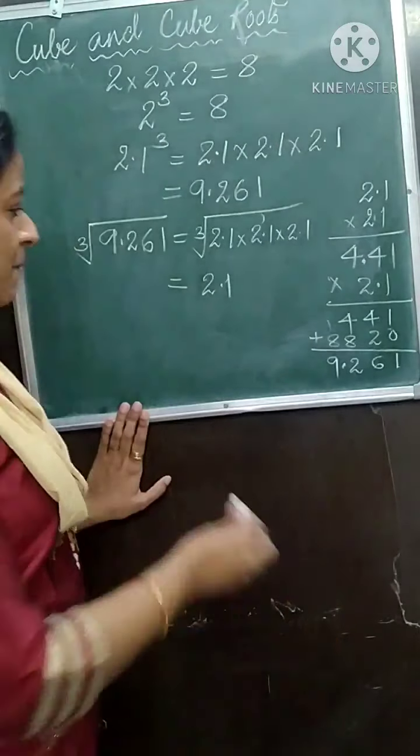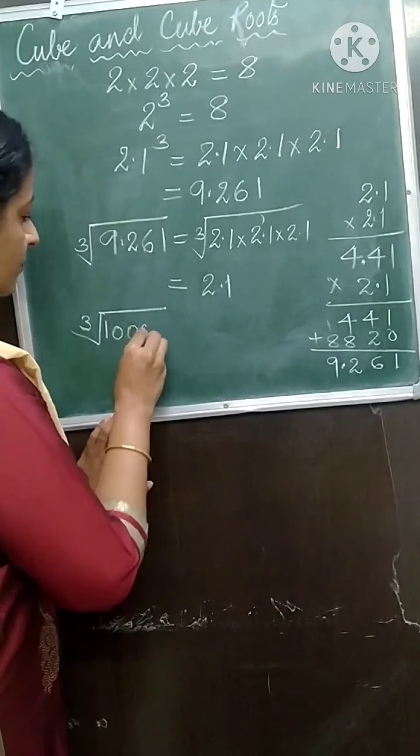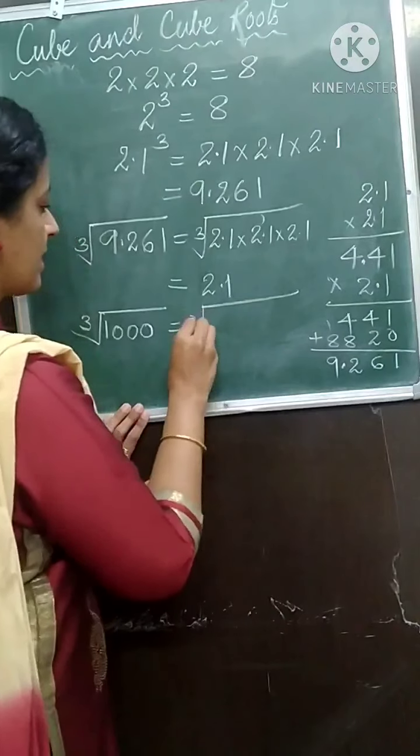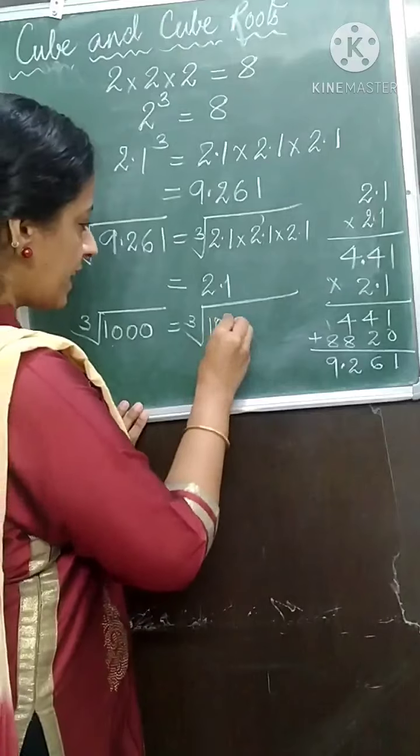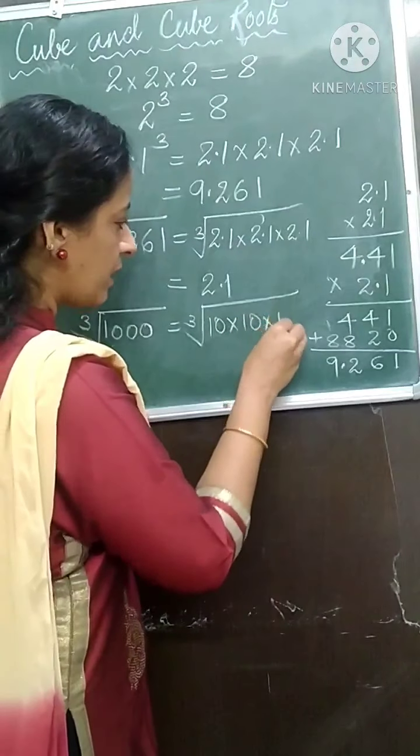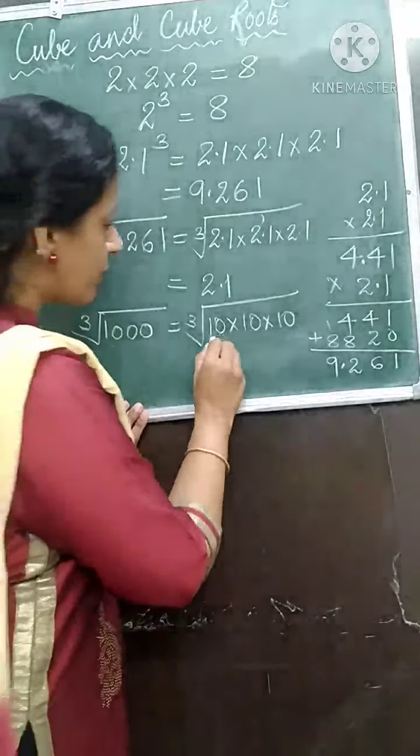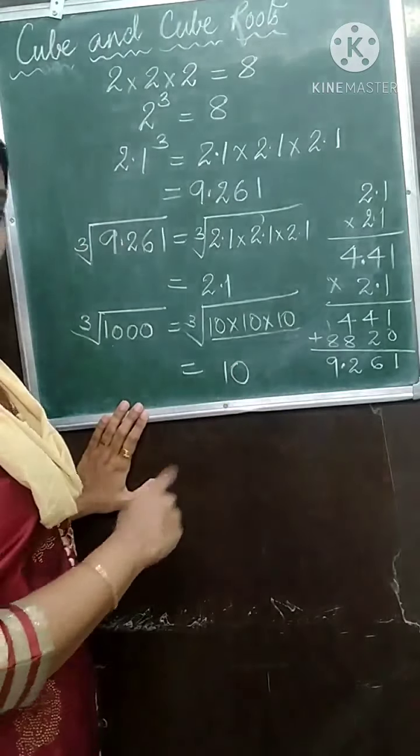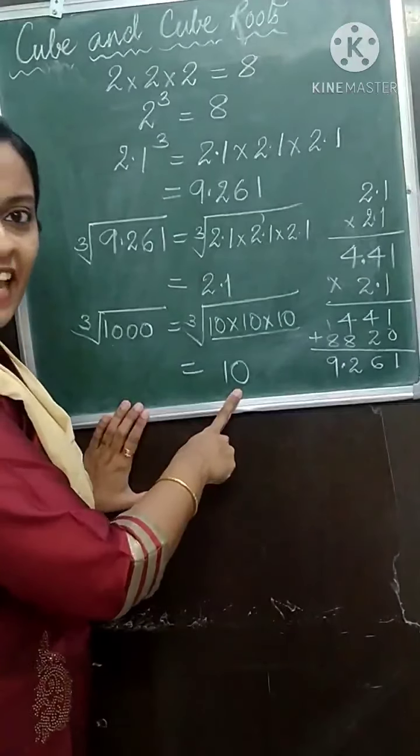Let me take an easy number. Cube root of 1000. Okay. This 1000 can be written, with the cube root sign the same, as 10 into 10 into 10. Correct? 10, 10, 10. Now out of these 3 tens, one 10 will come out. So how will you read this? Cube root of 1000 is 10.